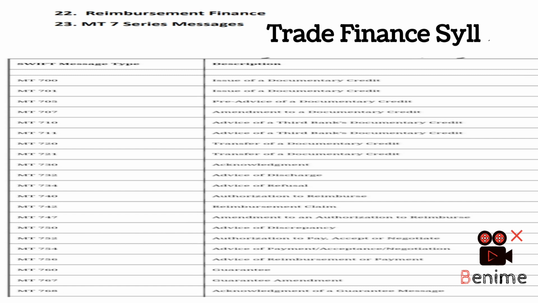MT790 advice of charges, interest and other adjustments, purpose, scope, structure. MT791 request for payment of charges, interest and other expenses, purpose, scope, structure. MT792 request for cancellation, purpose, scope, structure. MT795 queries, purpose, scope, structure. MT796 answers, purpose, scope, structure. MT798 proprietary message, purpose, scope, structure. MT799 free format message.